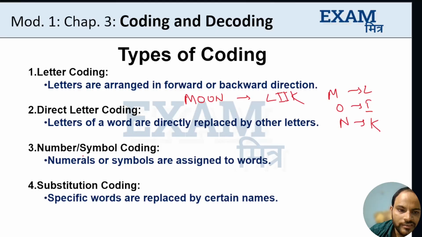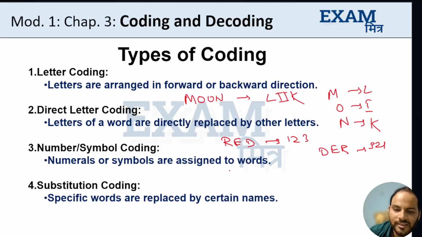Again, there is one more type, that is number or symbol coding. Like RED. Someone coded this RED as 1, 2, 3. Then someone would ask, what would be the code of DER? So you see, D is coded as 3, E is coded as 2, R is coded as 1. So this should be 3, 2, 1. So this is number coding.